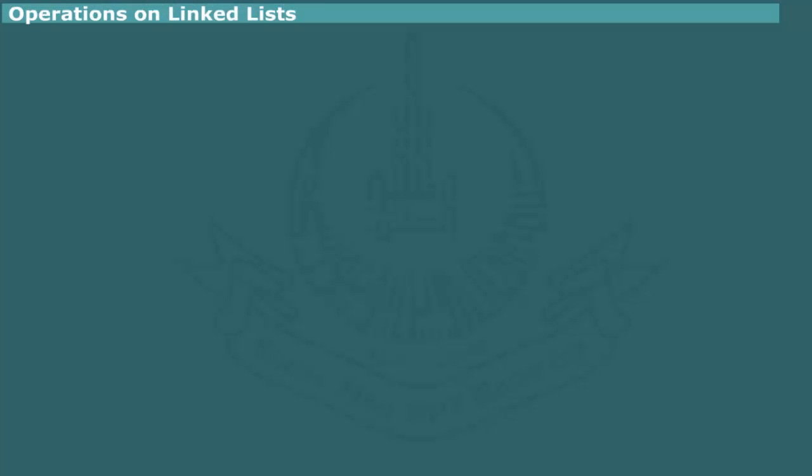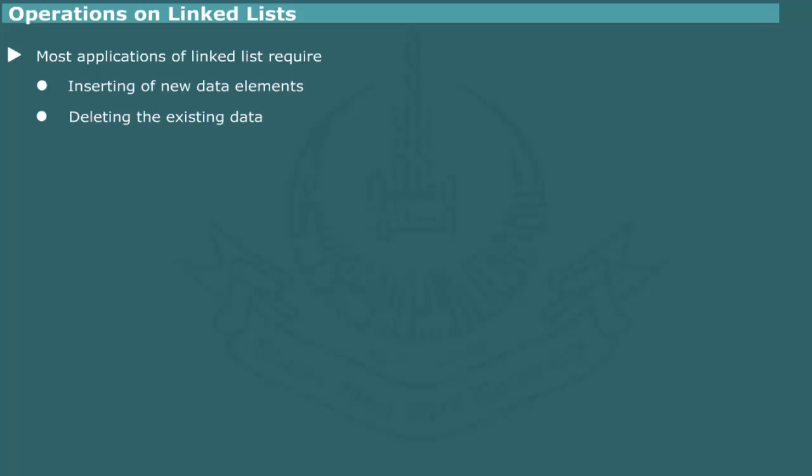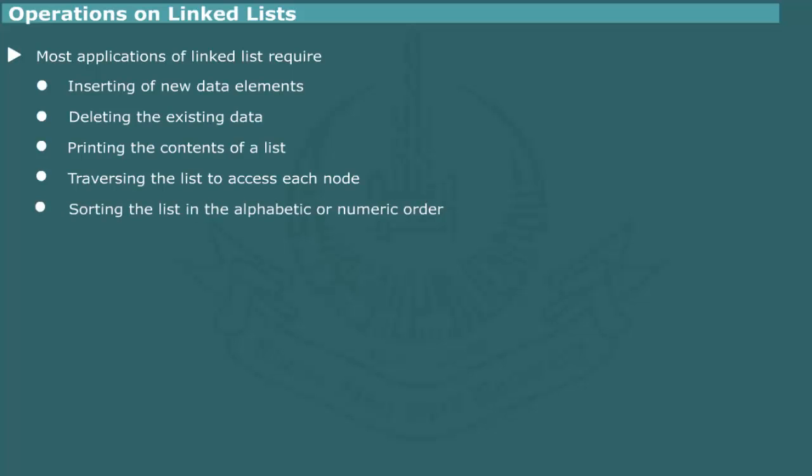Operations on linked list. In order to access and process data contained in a linked list, we need to perform some basic operations on the list. Most applications require inserting new data elements, deleting existing data, printing the contents of a list, or traversing the list to access the contents of nodes. Sometimes we need to sort the list in the alphabetic or numeric order of some key data element. Searching is another important operation which looks for a given data value in the list.